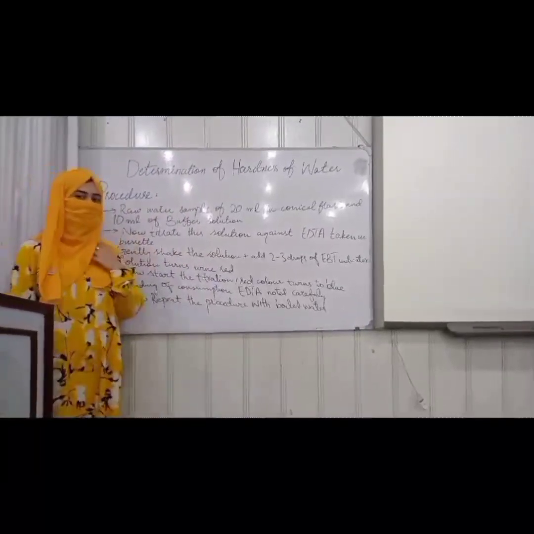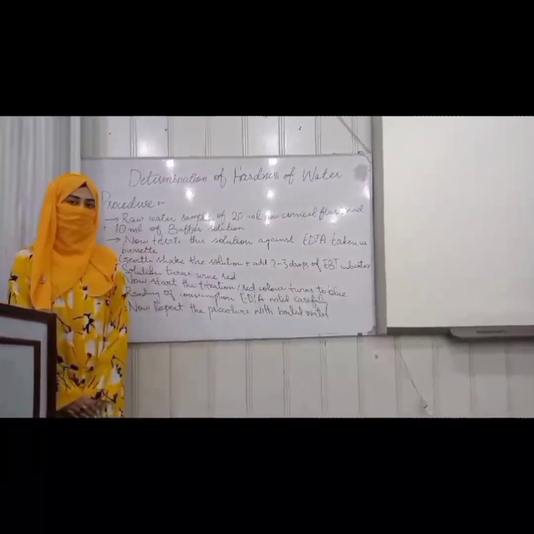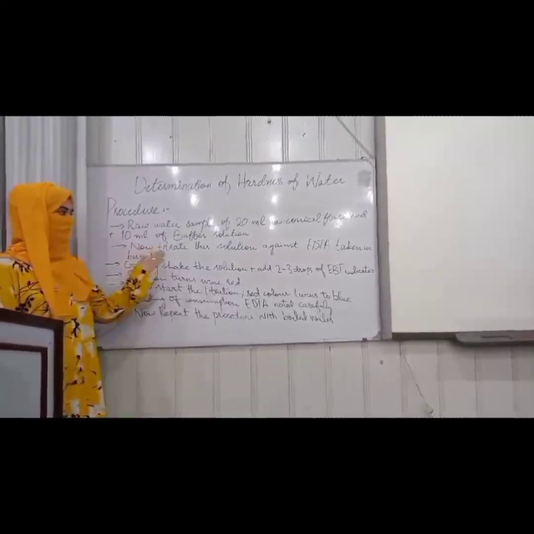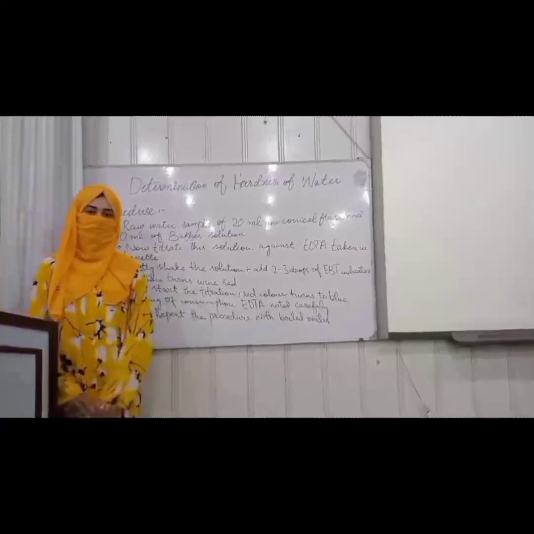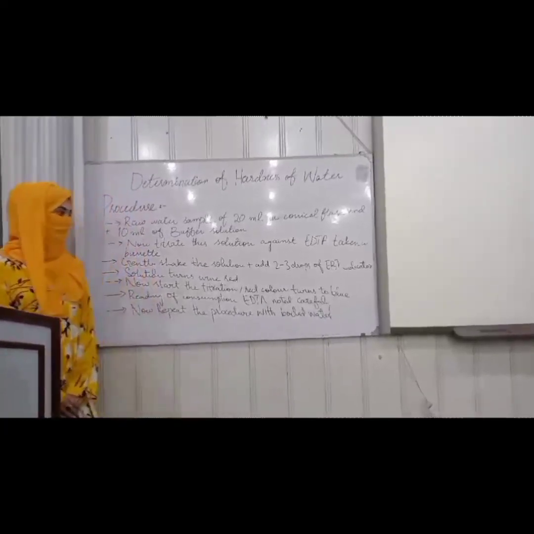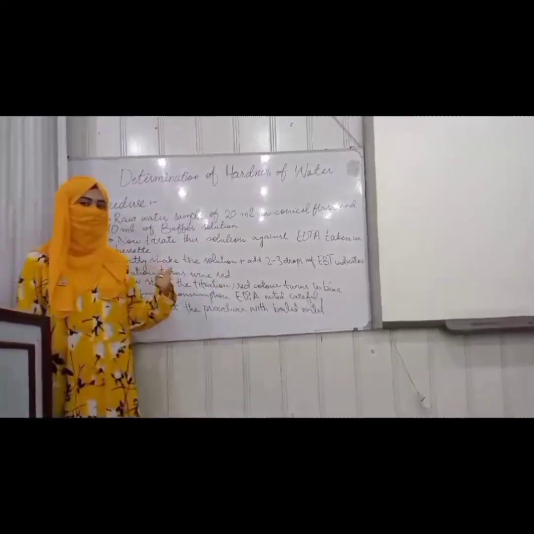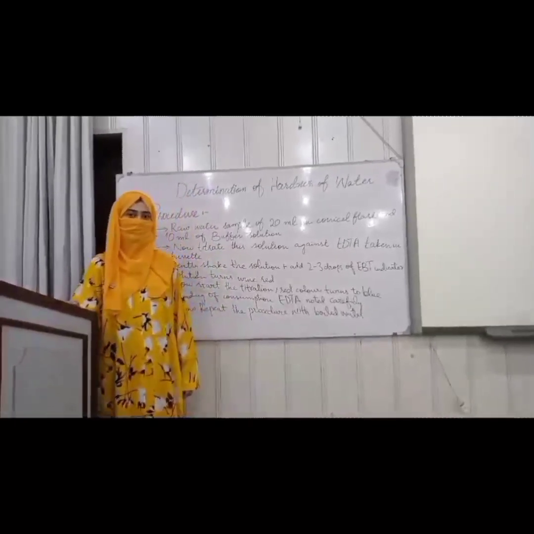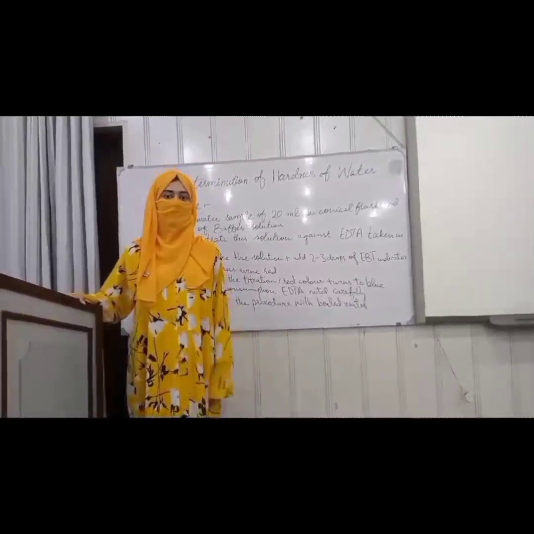Now we will discuss the procedure. Take a raw water sample of 20 ml in a conical flask and add 10 ml of buffer solution to it. Now titrate this solution against EDTA, which is taken in the burette. Before performing the titration, gently shake the solution and add 2 to 3 drops of EBT indicator. The color of the solution becomes wine red. After titrating the solution, the red color of the solution turns to blue. The reading of the consumed EDTA is noted carefully.